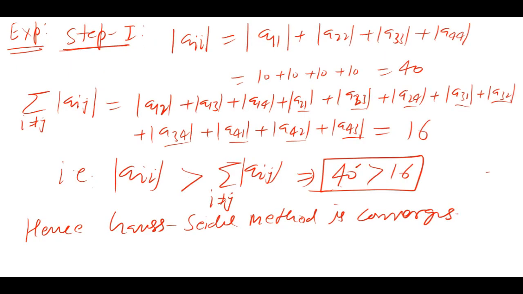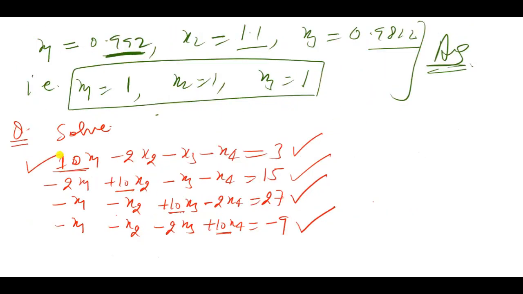So here in the given problem, with the help of equation 1, we can write 10 x1 is equal to 3 plus 2x2 plus x3 plus x4, and taking the coefficient of x1 to the right hand side, 1 upon 10 (3 plus ...). If we write x1 as k plus 1, then the others are k, k, k. So write the same.